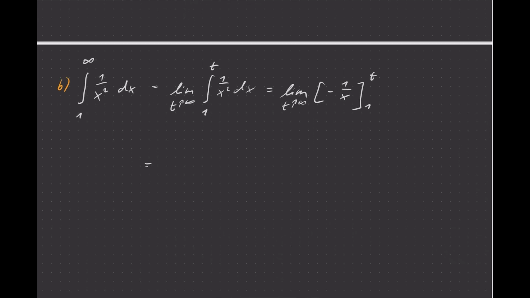So if we apply that, we get the limit as t goes to infinity of minus 1 over t plus 1 over 1, so that's 1. And now as t goes to infinity, this expression here goes to 0. And of course 1 just goes to 1. So the result here is 1, obviously. So again, there's a finite area under this infinite curve.